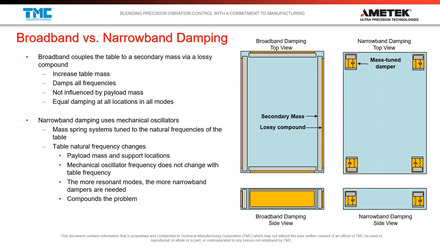Which is interesting because it can be very effective, but once you start to introduce a payload onto the table, or you support the table in a way which changes its resonant frequency, for example, leg locations, the support points of a table are going to be very, very important in determining exactly what frequency it's resonating at. Once you start introducing these uncontrolled variables, a mass-tuned damper system can all of a sudden become an ineffective damping method.